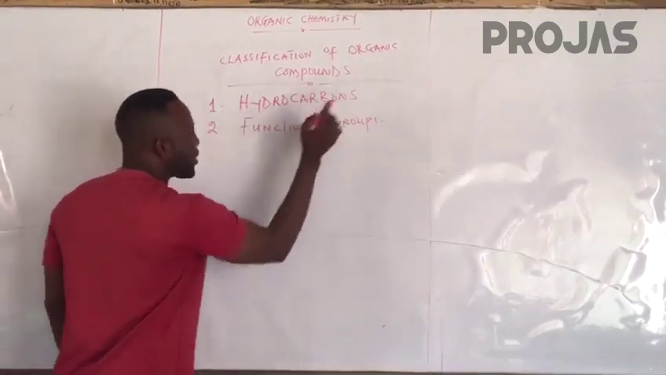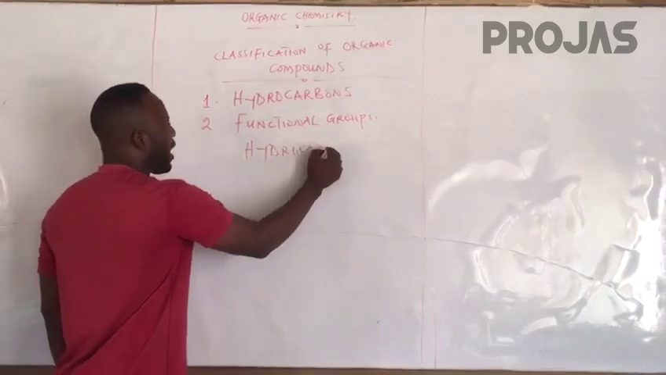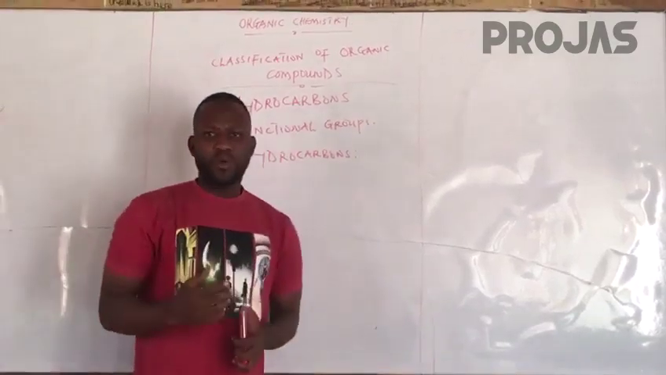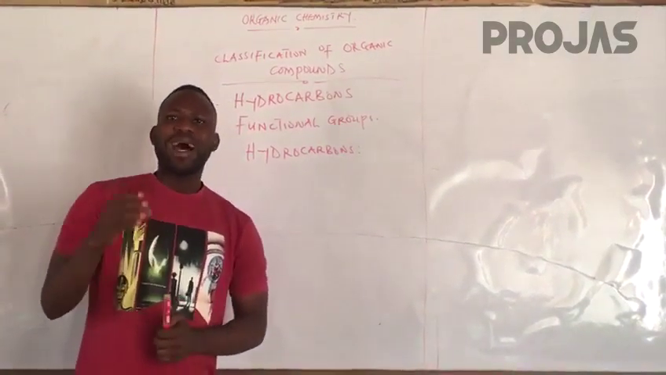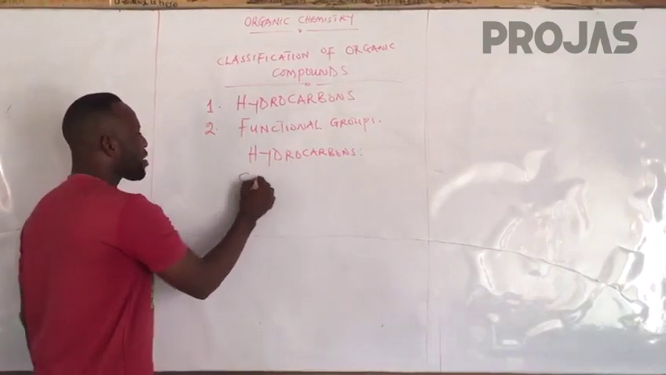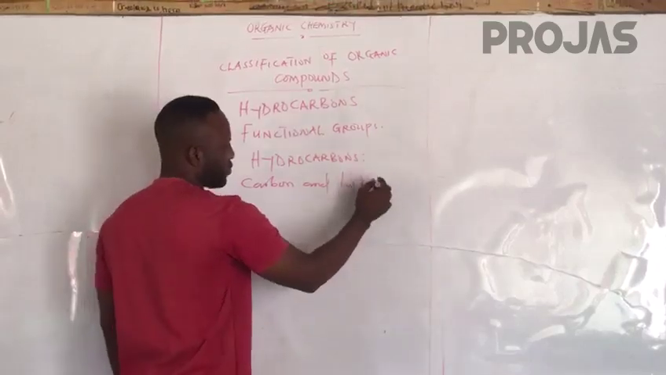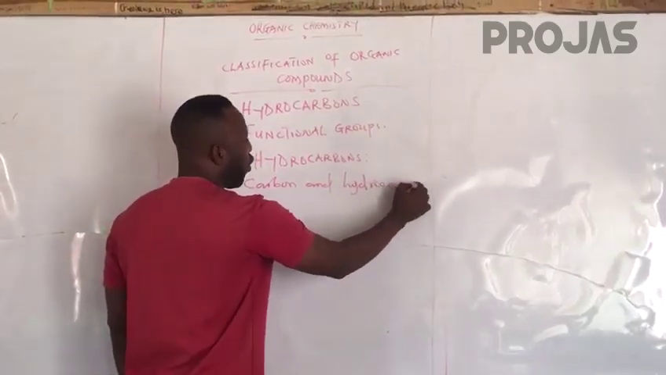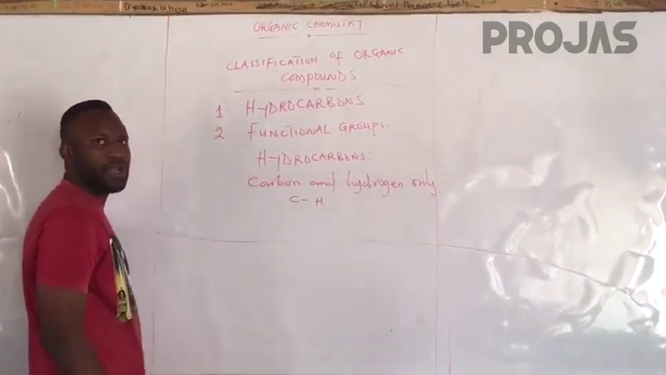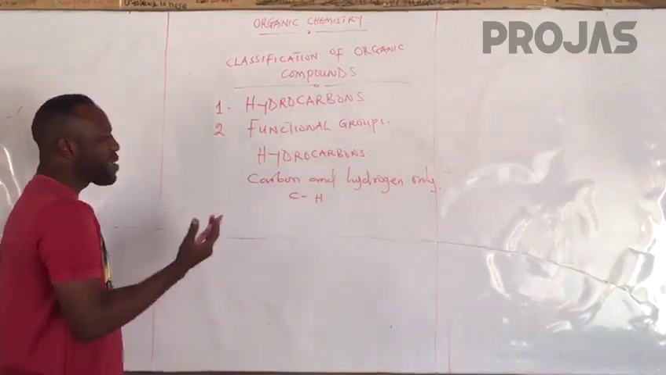Now, let us start with the hydrocarbons. What are hydrocarbons? As the name implies, hydrocarbons are the organic compounds that contain carbon and hydrogen only. So hydrocarbons can be classified into 3 parts.